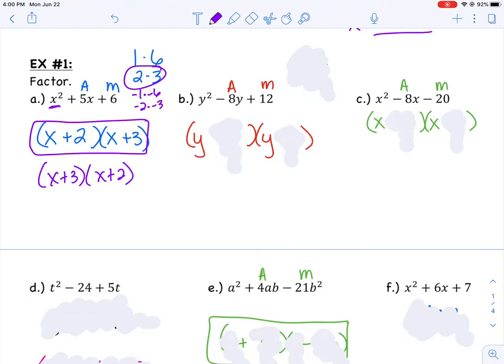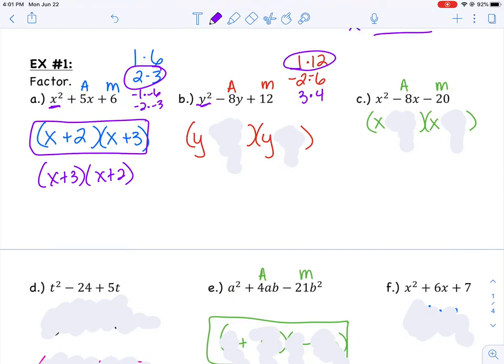Let's keep going. Look at B. It's in order. There's no GCF. There's 3 terms. So let's try to basic factor it. Let's put our parentheses. Let's break up this y squared into a y in each one. Let's figure out what numbers multiply to positive 12, but add to negative 8. Again, if you need to, write out all the numbers that you think multiply to 12. I've got 1 and 12. I've got negative 2 and 6. You could even do 3 and 4. Those all multiply to 12. But what we need to find is the pair that add to negative 8.